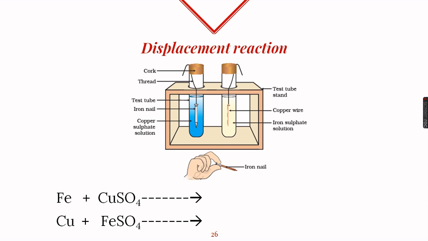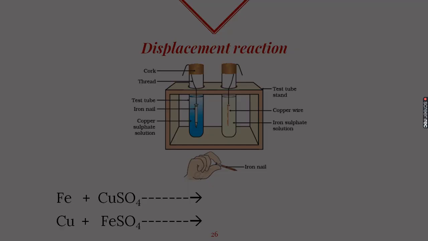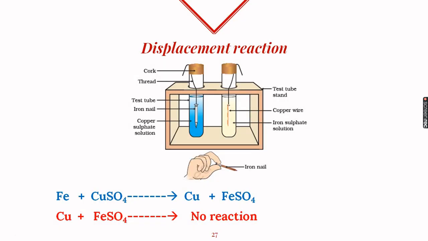Now there is this activity. In this, two test tubes are taken. In one of the test tubes, copper sulfate solution is there and we have dipped an iron nail. In the second, iron sulfate solution is taken and copper wire is dipped inside it. Now can you tell what will be the products formed in these two reactions? I hope you have guessed it right.